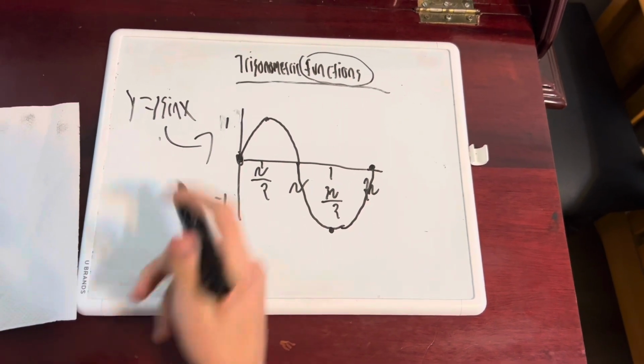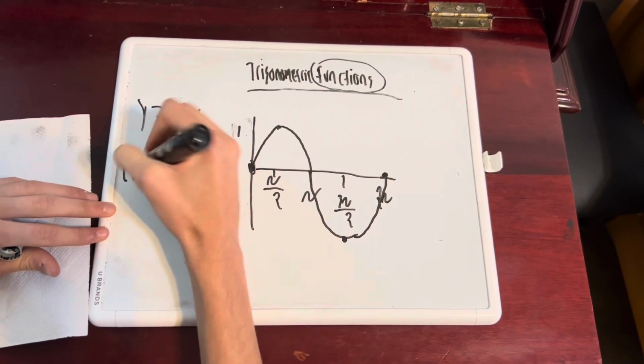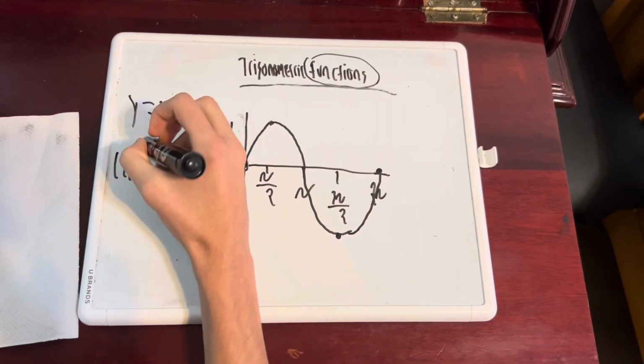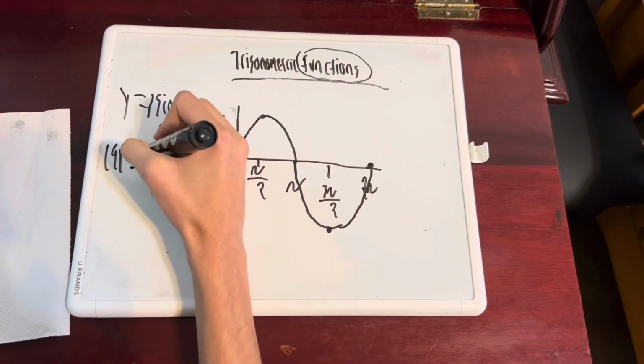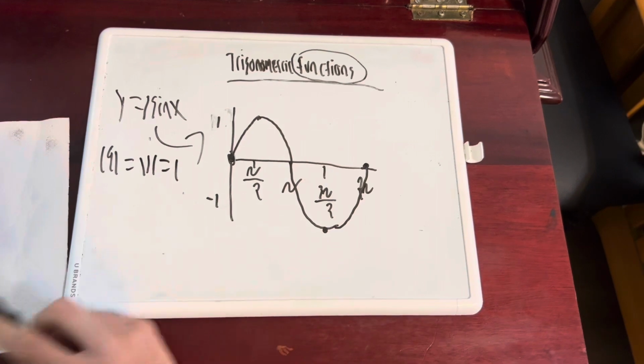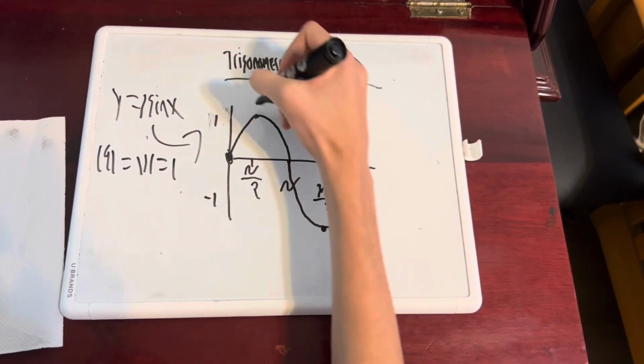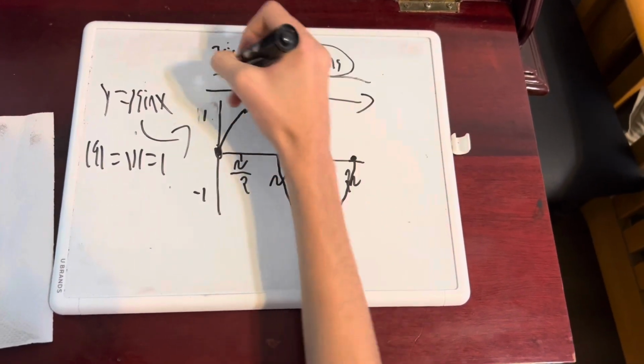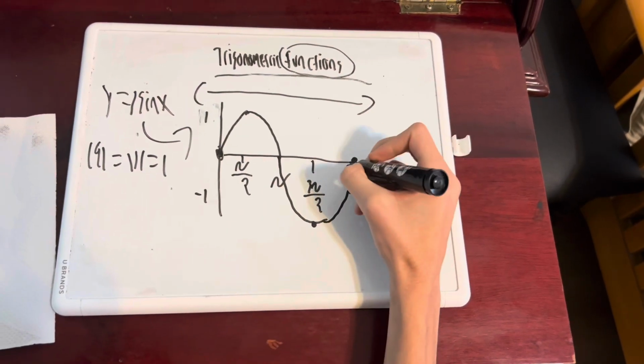One thing that I want you to realize: the amplitude is always going to be the absolute value of A. That never changes. That you have to memorize, right? In this case, the absolute value of 1 equals 1. And then the next thing is our period. We can see that the length of the graph is 2 pi, right?